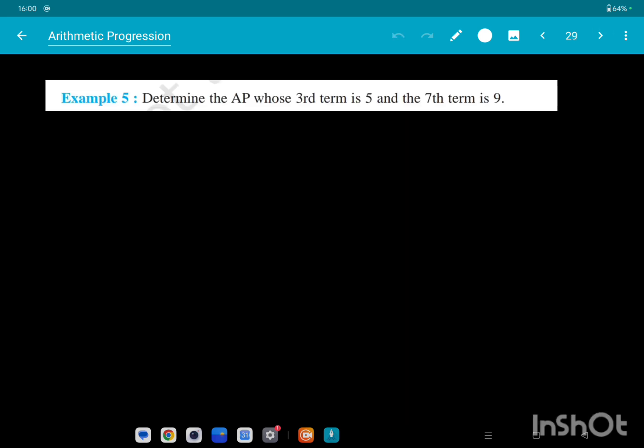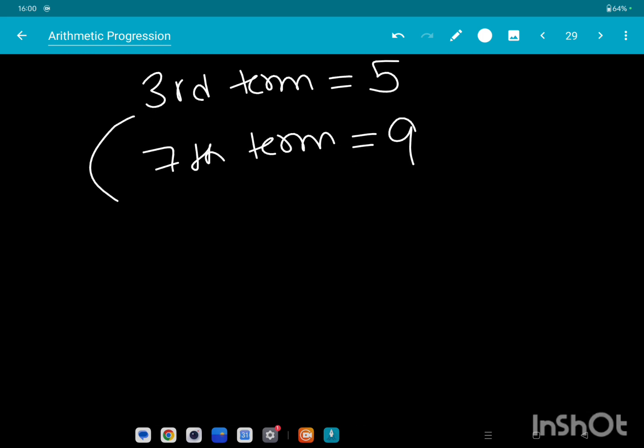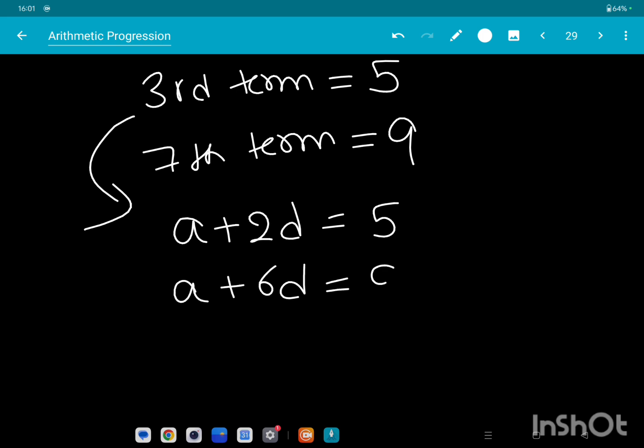Determine the AP whose third term is 5 and the 7th term is 9. So simple. It was given that the third term is equal to 5, right? And the 7th term is equal to 9. So can I write the third term as a plus 2d? We already discussed this at the start of this video, right? So we can write the third term as a plus 2d, the second term as a plus d, and the first term as a. So the third term is a plus 2d, which is 5. And can I write the seventh term as a plus 6d is equal to 9, which is already given.